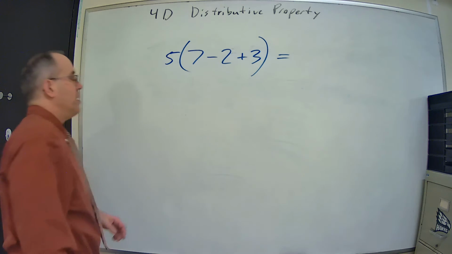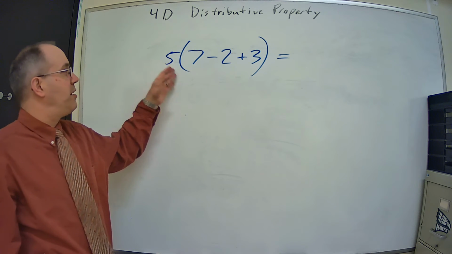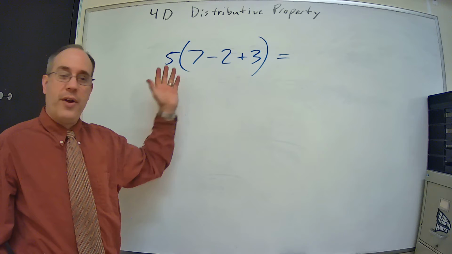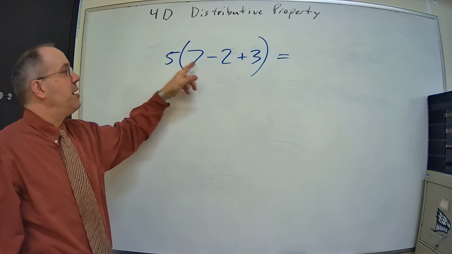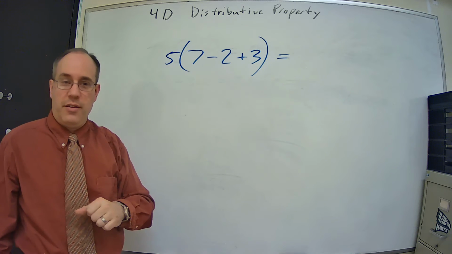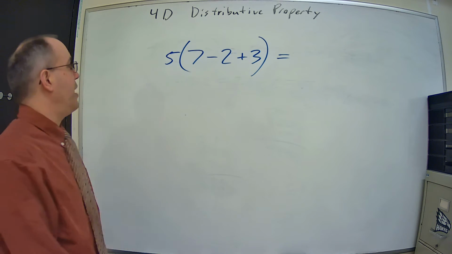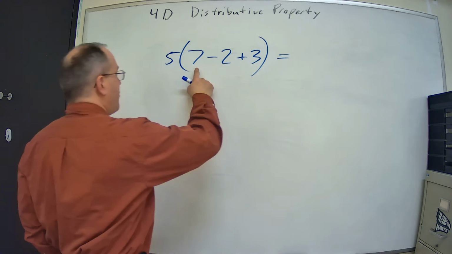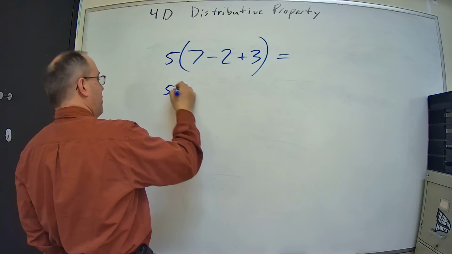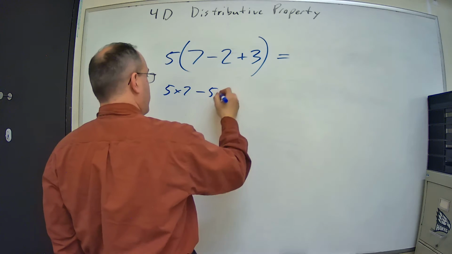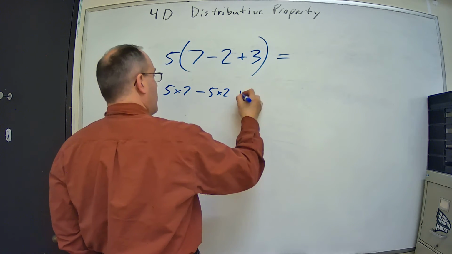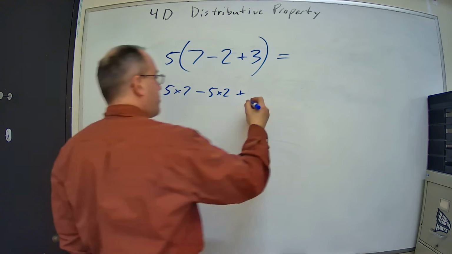Remember, if you have something set right next to a set of parentheses, that means multiply. So 5 times 7 minus 2 plus 3. So I just wanted you to remember that. So 5 times 7 minus 5 times 2 plus 5 times 3.